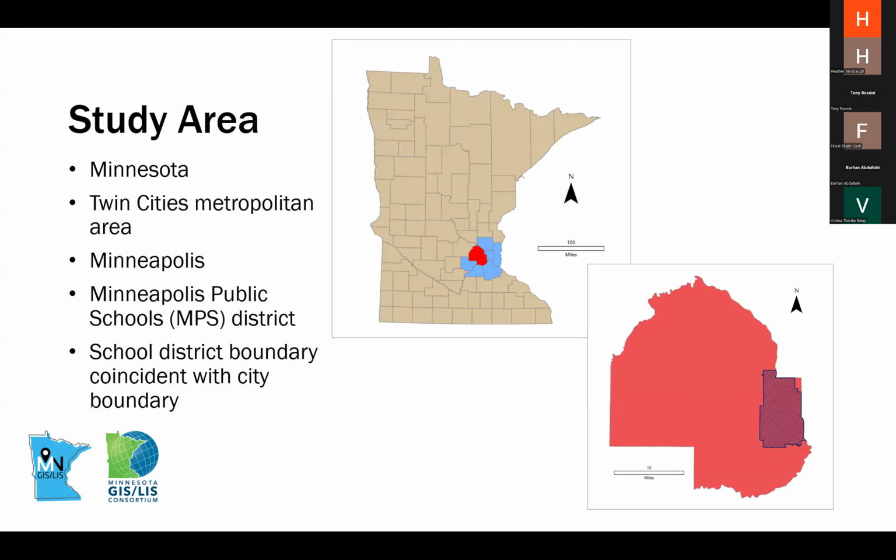So here's the study area. The state of Minnesota has a 7-county Twin Cities metropolitan area, which is shown in blue and red on the top map. The particular red county of Hennepin County is then focused in on to show the city of Minneapolis and the Minneapolis Public Schools district boundary. The school district boundary is exactly the same as the city boundary, so they are perfectly coincident with each other, and that is what that dark blue hatched area represents. So that shape is the outline of Minneapolis. We will see that repeatedly in the upcoming slides.